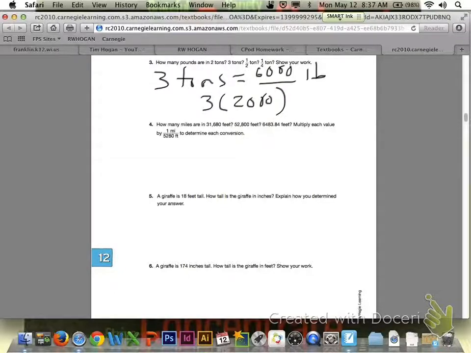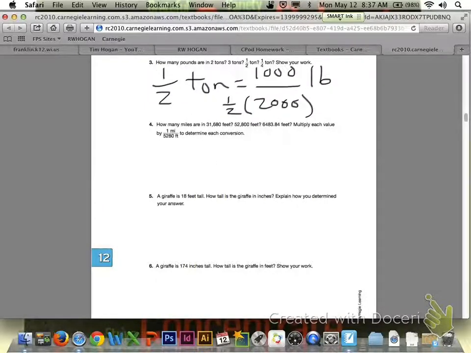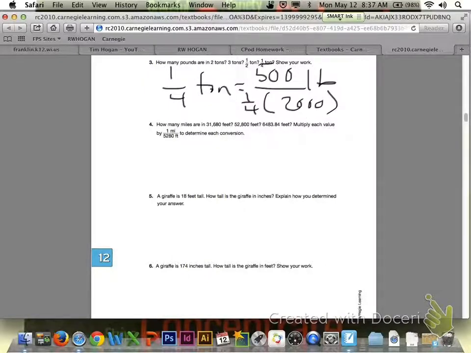You would be doing the same exact thing to figure out how many pounds are in 3 tons. 2,000 pounds are in 1 ton, so 3 times 2,000 is going to give you 6,000. So 6,000 pounds in 3 tons. If we are trying to figure out how many pounds are in half of a ton, we would be multiplying 1/2 times 2,000 to get 1,000 for our answer. And finally, if we were trying to figure out how many pounds are in 1/4 of a ton, we would be multiplying 1/4 times 2,000 to get 500 pounds for our answer.